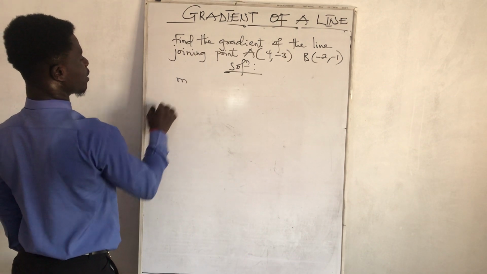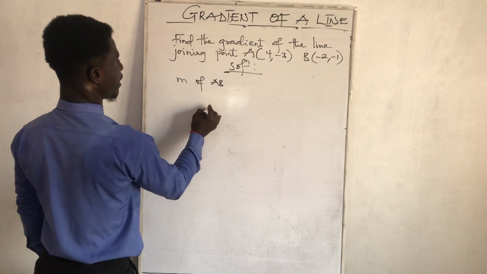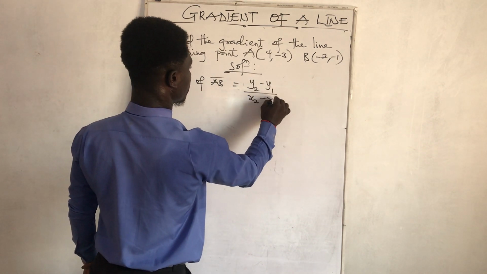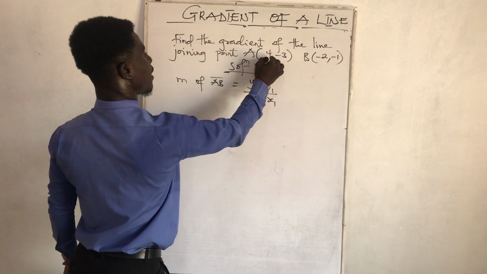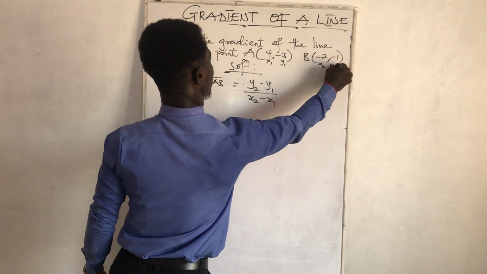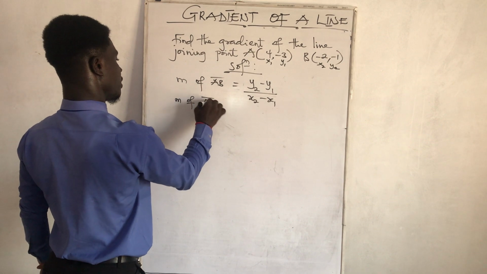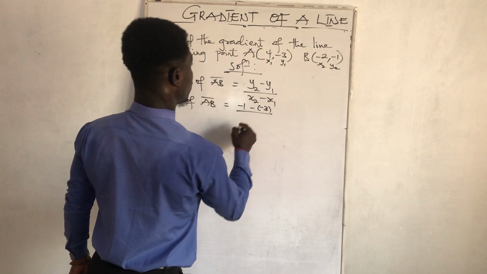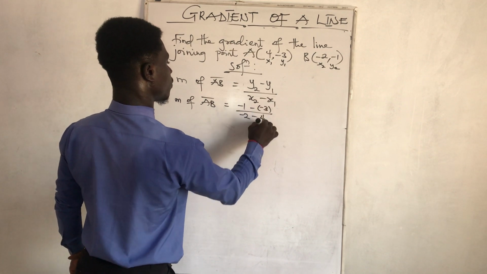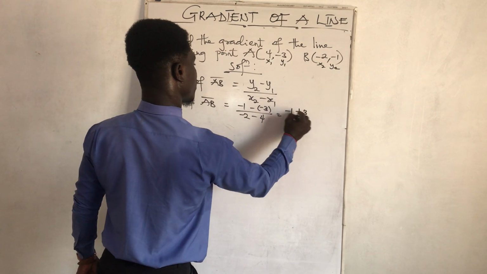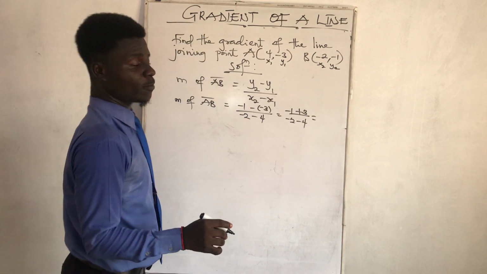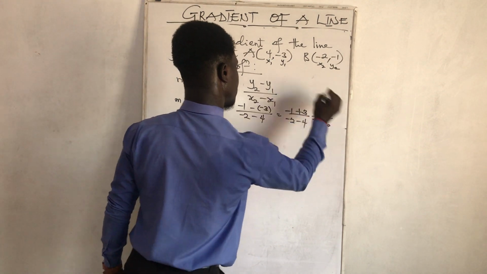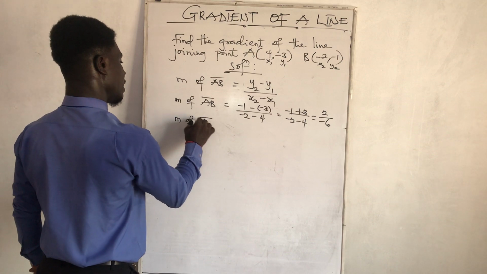we quote our formula, which is m, the gradient of line AB, which must be equal to (y2 minus y1) all over (x2 minus x1), right? So we have x1, y1 here, then x2, y2 here. So m of line AB equals y2, which is -1, minus y1, which is -3, all over x2, which is -2, minus x1, which is 4. So I have (-1 plus 3) all over (-2 minus 4), which gives 2 over -6.